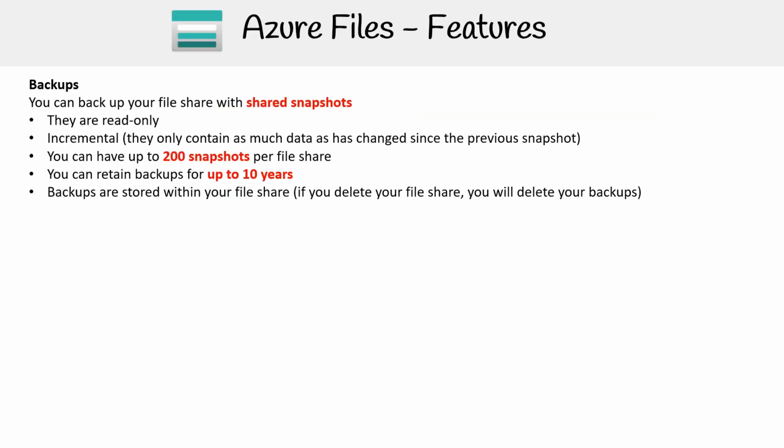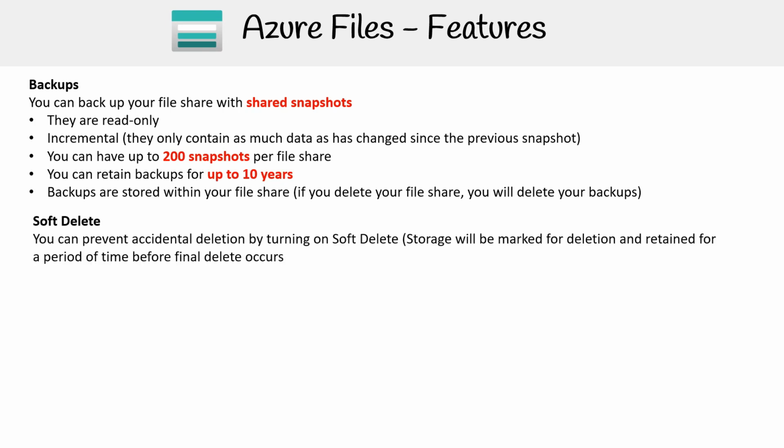Backups use share snapshots to back up your file share. These snapshots are read-only and incremental, meaning they only contain data that has changed since the last snapshot. You can have a maximum of 200 snapshots per file share, and these can be retained for a whopping 10 years. Remember, backups are stored within your file share. If you delete the share, you say goodbye to the backups as well.